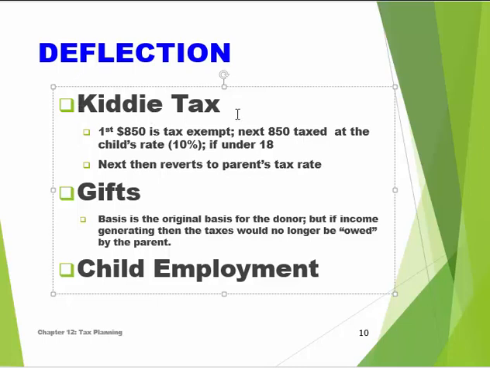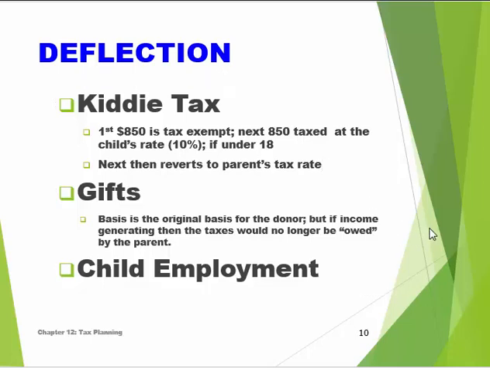If you move income to a kid, the first $850 is tax exempt. There's no tax on it. The next $850 is taxed at the child's tax rate of 10%, but then after that, it goes to your marginal tax rate. So you really can't escape income by moving income or taxation by moving income to children. It just really doesn't work.